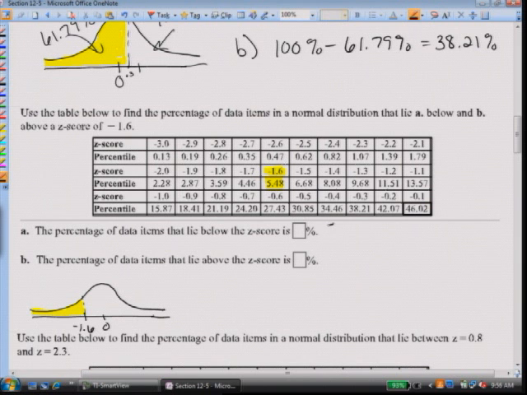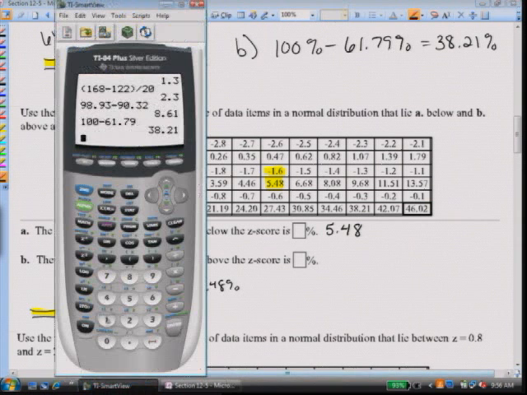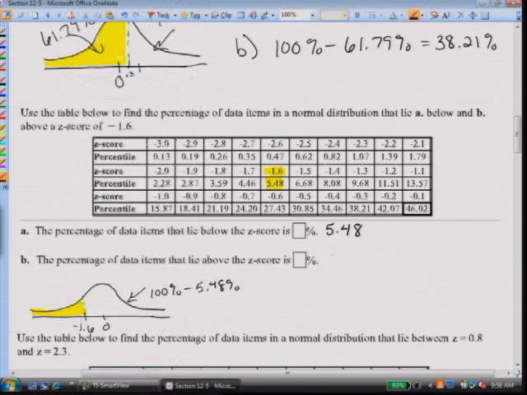So clearly, to get the amount above, you know the whole curve, under the whole curve is 100%, so this is going to be 100% minus 5.48%, which is 94.52.